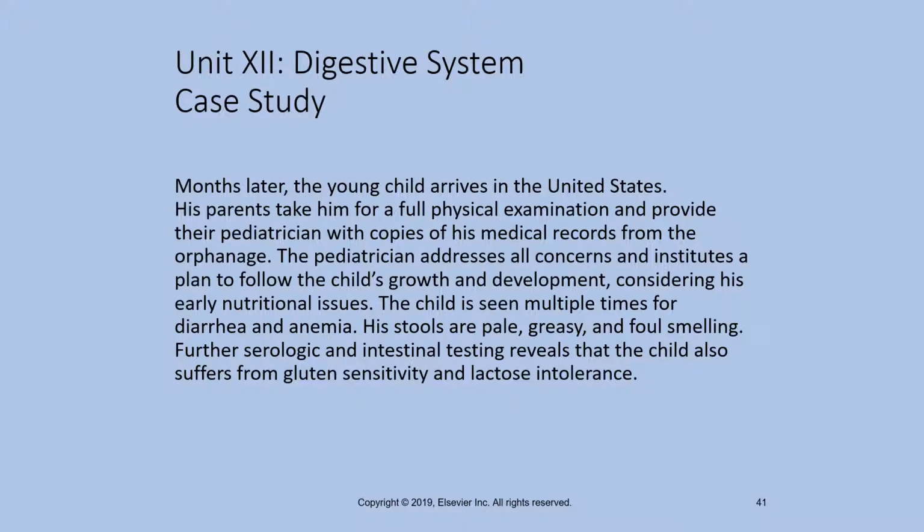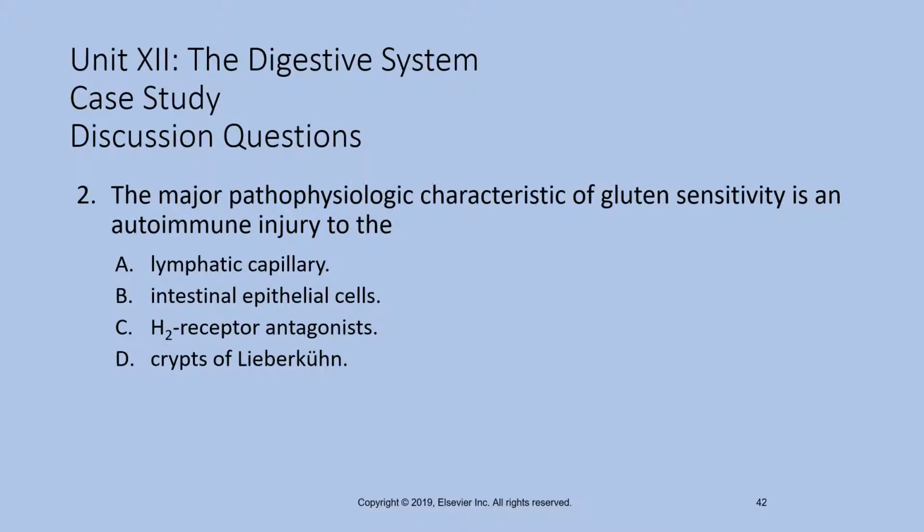Parents take him for a full physical exam, and provide the pediatrician with copious medical records. Pediatricians address their concerns and institute a plan to follow the child's growth and development. The child is seen multiple times for diarrhea and anemia. Their stools are pale, greasy, and foul-smelling. Further serological and intestinal testing reveals the child may suffer from gluten sensitivity and lactose intolerance.